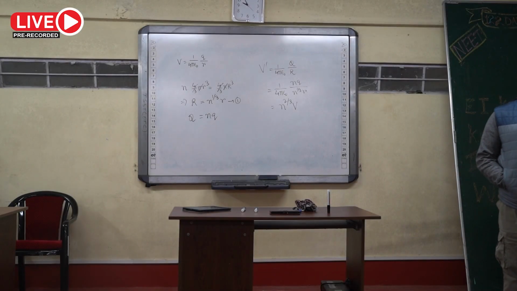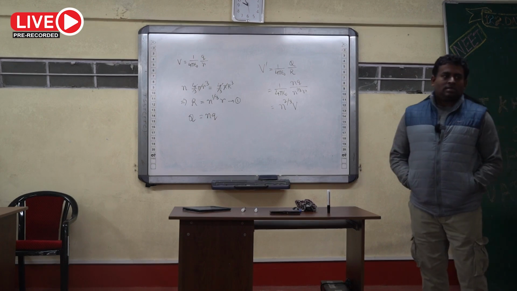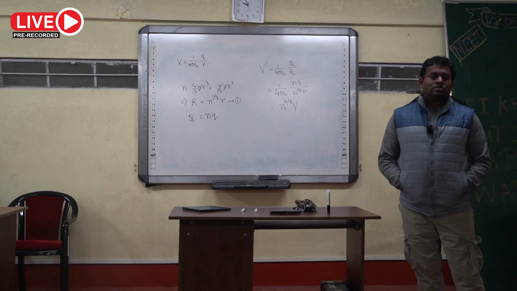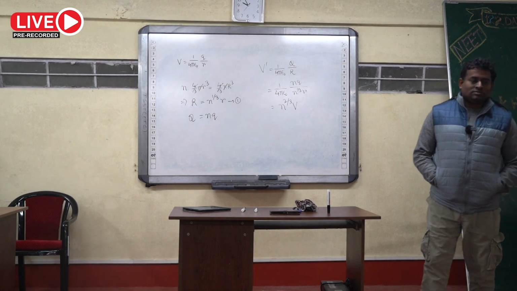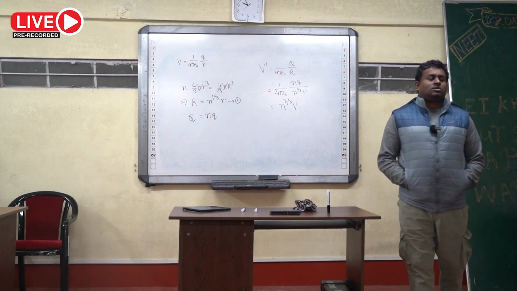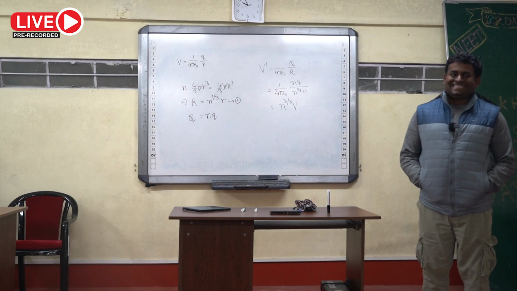Acha, write down the options. Option A, KQ. Option B, 2KQ. Option C, 0. Option D, infinity.